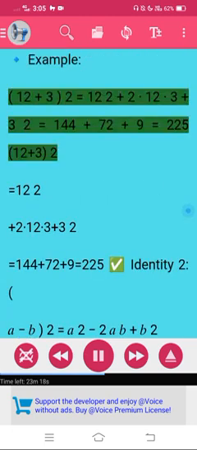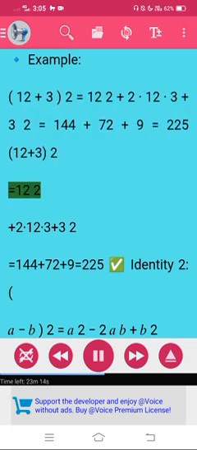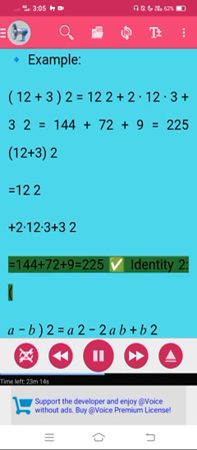Example: (12 plus 3) squared equals 12 squared plus 2 times 12 times 3 plus 3 squared equals 144 plus 72 plus 9 equals 225. Check mark, identity 2.